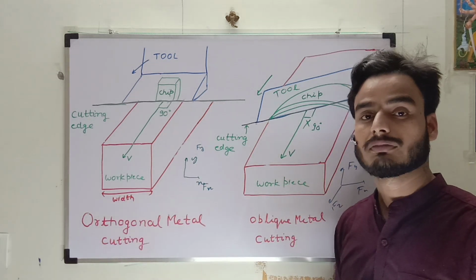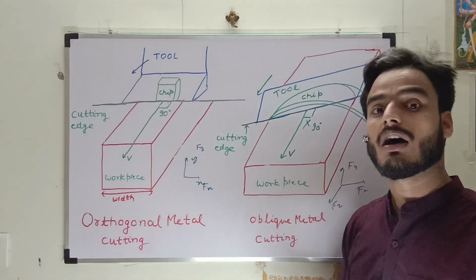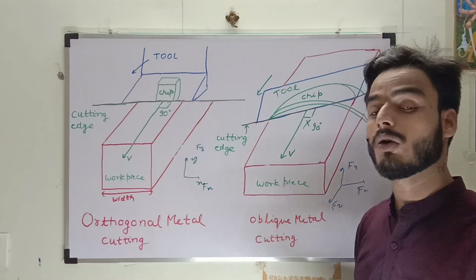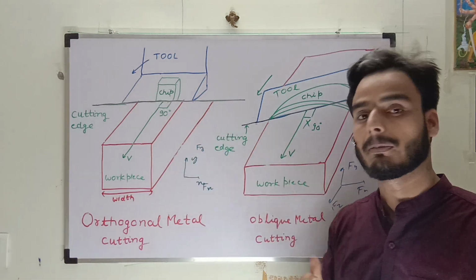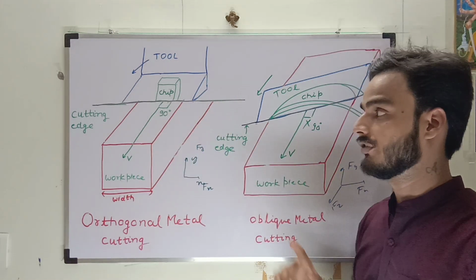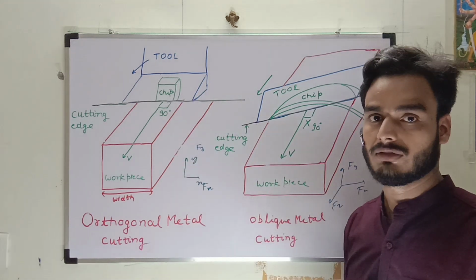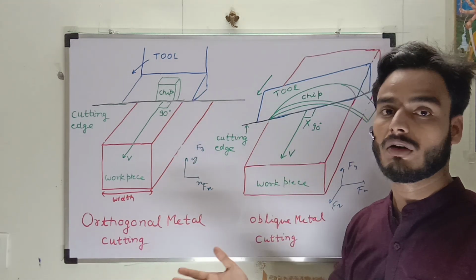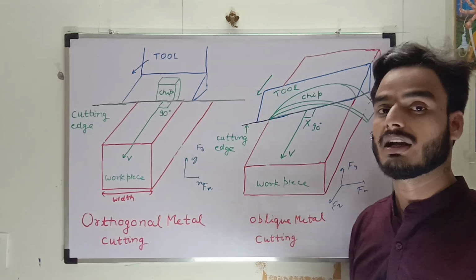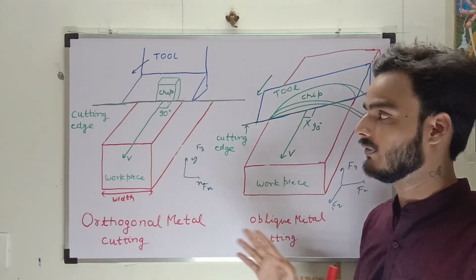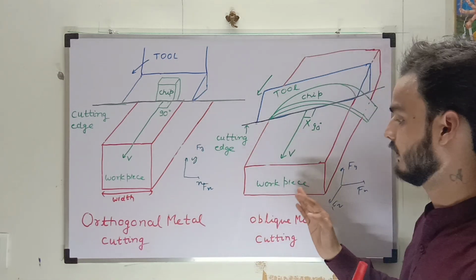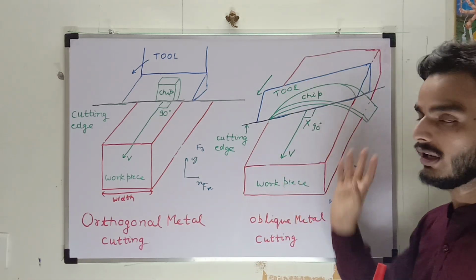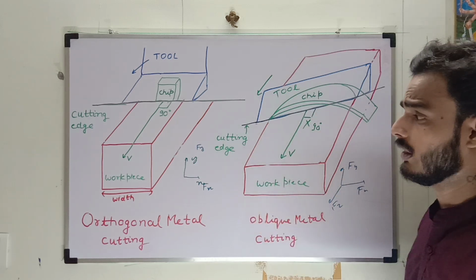One thing to note down: shaping, planing, slotting and broaching are also like orthogonal metal cutting, in which the cutting edge is perpendicular to the cutting velocity, but the problem is that the chip will flow in any direction. That means in oblique metal cutting, the chip will flow in any direction. So these are the points.